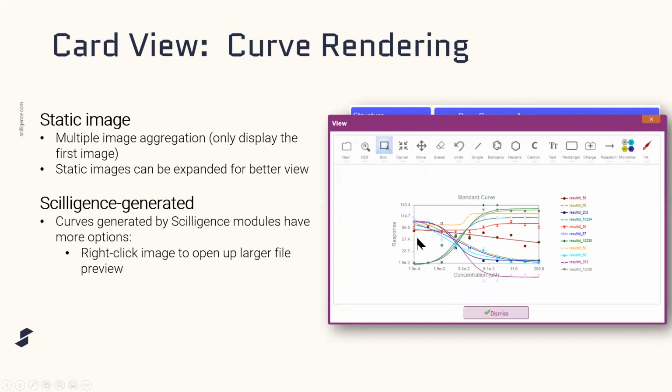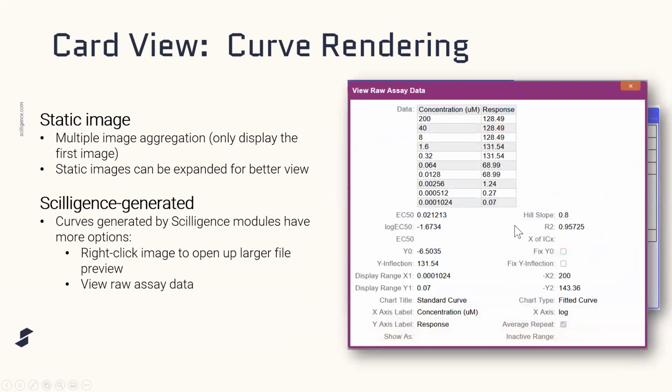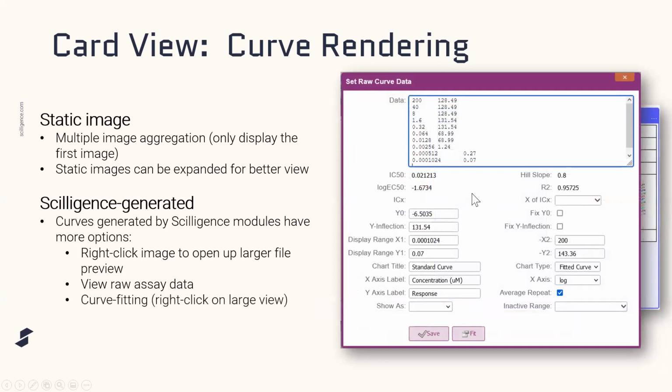Here, we're also demonstrating the curve overlay feature that I'll discuss in a few bullet points. But you're able to see this in an enhanced view. And also, while you're in that enhanced view, you right-click, you're actually also able to see the raw assay data for that curve. I realize that there's a number of curves here, but this would probably be the first curve you would see. There's also curve fitting capabilities.